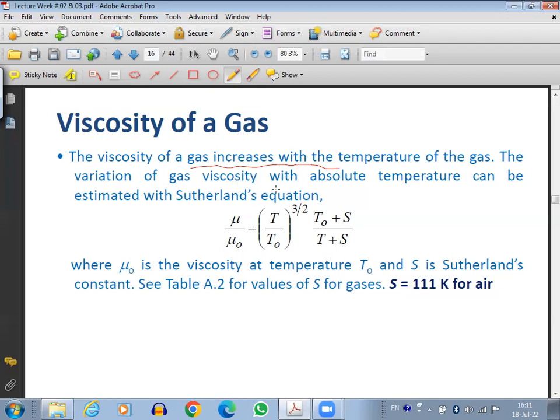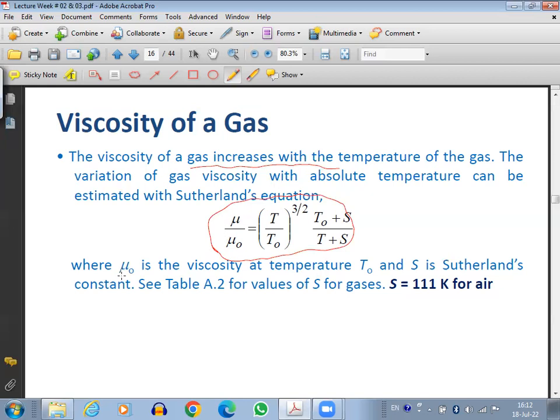The variation of gas viscosity with absolute temperature can be estimated by Sutherland's equation. This equation is used to determine the viscosity of the gas with varying temperature. Whenever this equation is required in the exam, you do not have to memorize it. This equation will be provided in the exam. Is it clear?